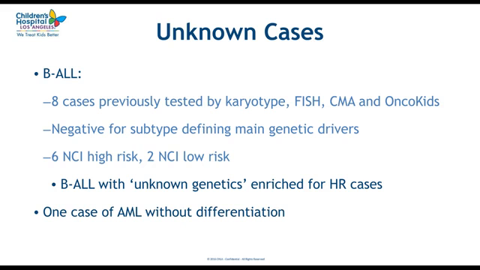We were able to find 9 cases which were previously tested and remained unknown, for which we had materials saved to do isolation of high molecular weight DNA. Those were 8 B-ALL cases and, so far, unfortunately, only 1 AML case. What was striking for us in these B-ALL cases is that out of 8 cases, 6 were classified based on clinical presentation as high risk, which showed us that in these cases with unknown genetics after our comprehensive evaluation, we have enrichment for high-risk cases.